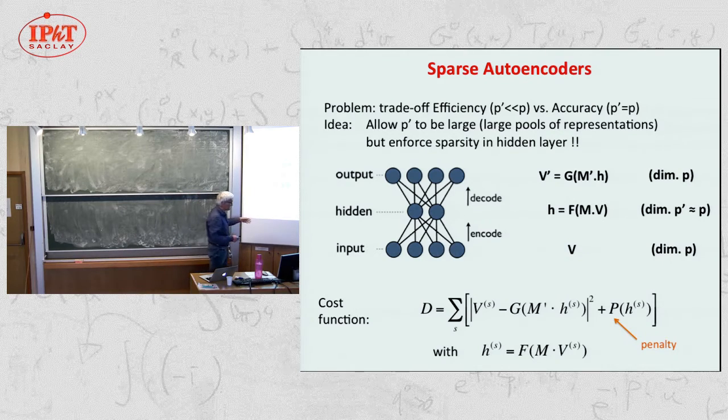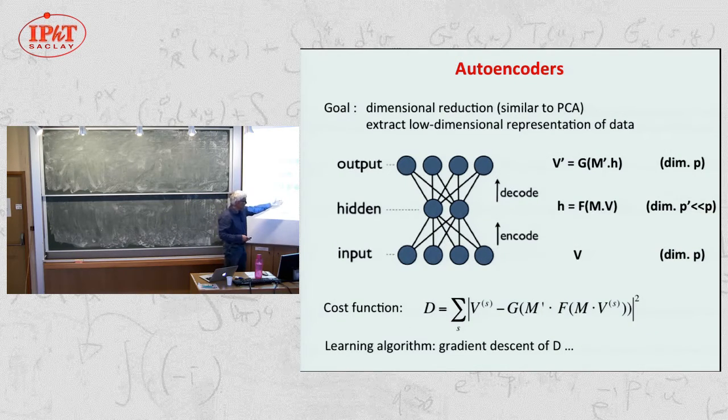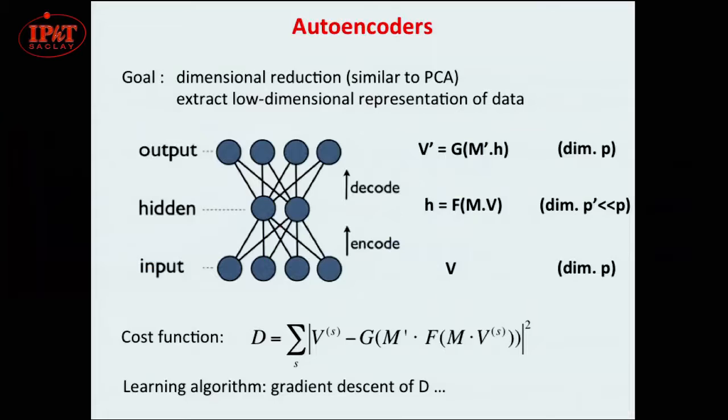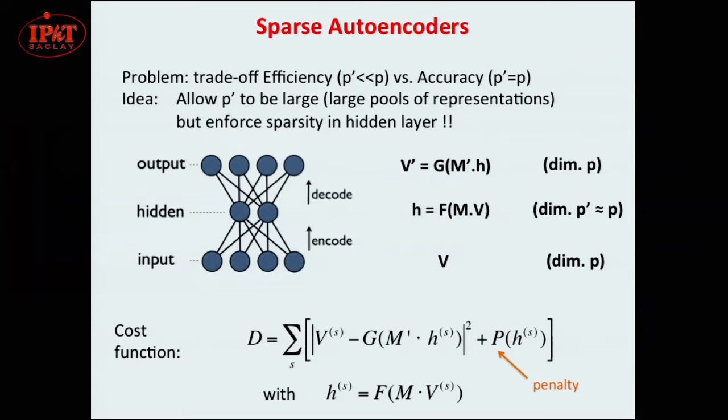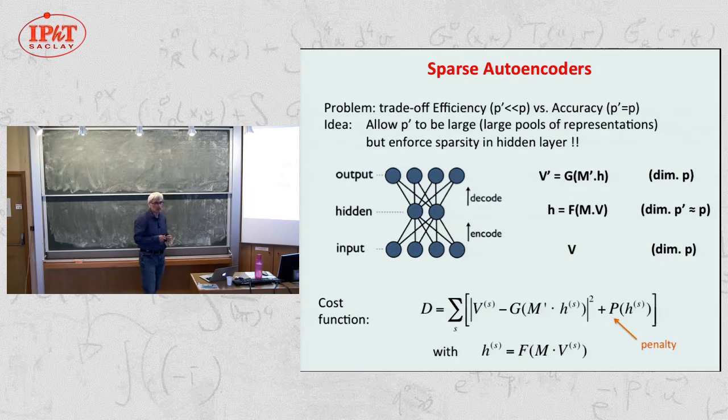This is essentially the same idea as before, but instead of minimizing this, now we are minimizing something very similar, plus some penalty, which imposes something about the sparsity, or let's say some constraints on the activities of the hidden units.